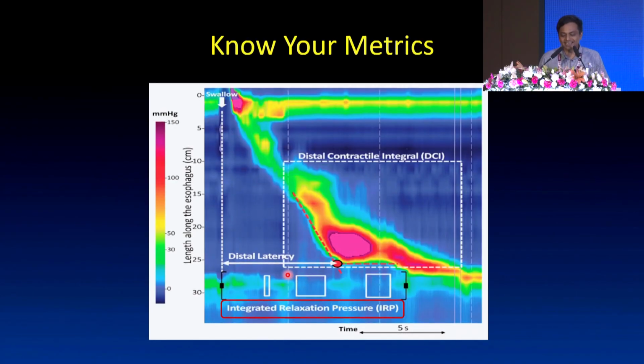So you start 10 seconds from the swallow. Why do you start 10 seconds? Because it takes 10 seconds for the esophageal peristaltic wave to go from top to bottom. You start 10 seconds from the swallow, and in these 10 seconds, you find those 4 seconds where the pressure is the least, right? It could be contiguous, it could be discontiguous. Like in this case, the machine itself has marked those areas for us where the pressure is the least. So these are the 4 seconds where the pressure is the least. That is the integrated relaxation pressure.